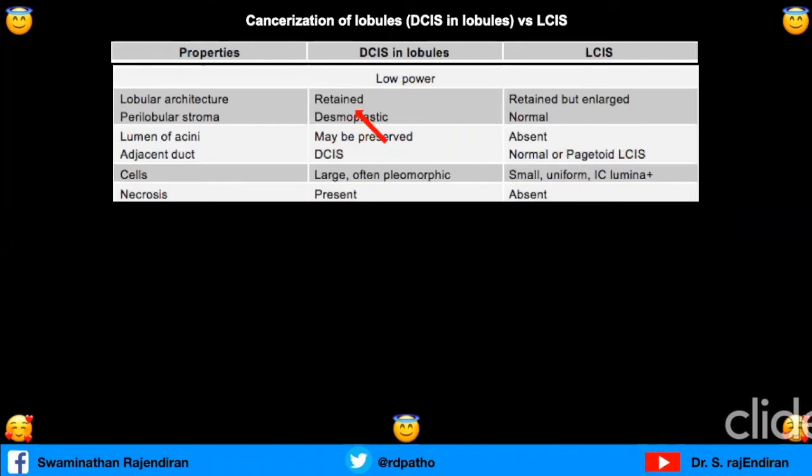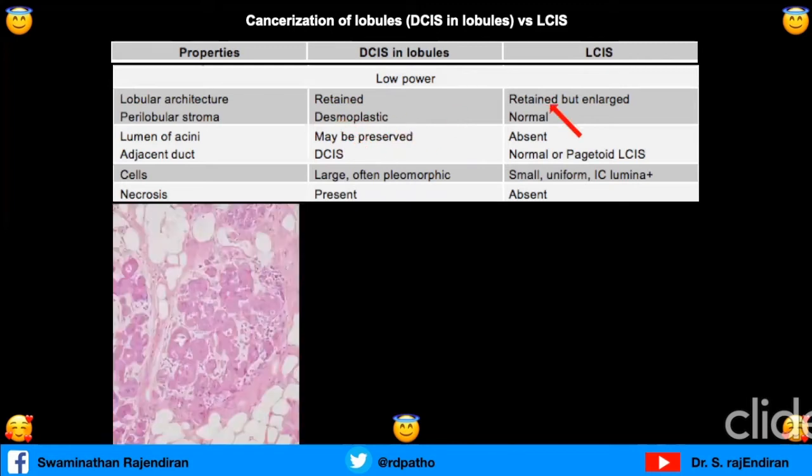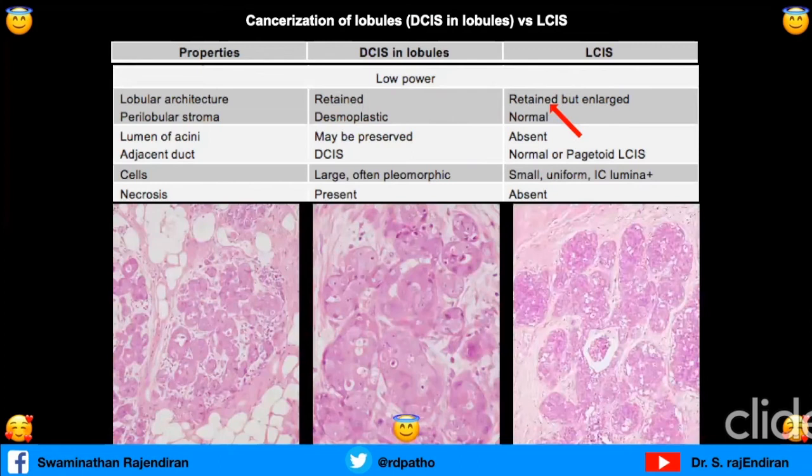Okay, so another differential diagnosis is cancerization of lobules. DCIS can come into lobules. So how will you differentiate DCIS in the lobules from LCIS? In DCIS, the tumor cells are coming into already formed lobules. So the lobular architecture is retained, and the perilobular stroma will have desmoplasia. Whereas in LCIS, I will show the picture so that you will remember.